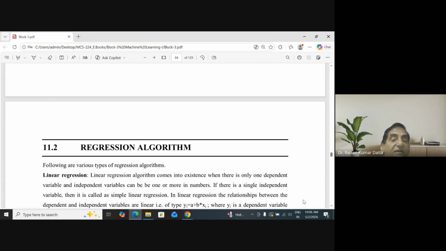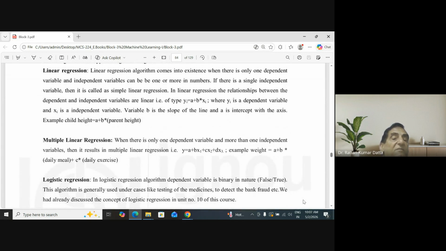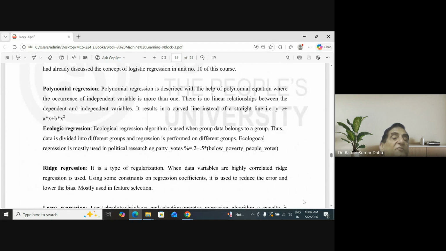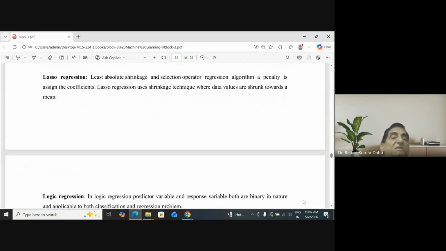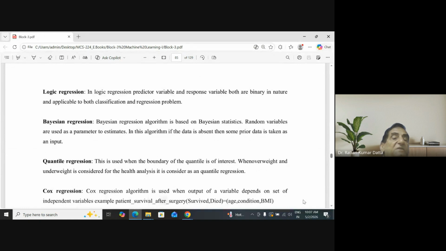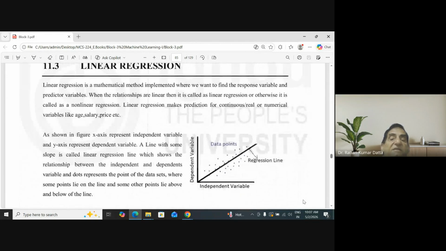So linear regression is simply y is equal to a plus bx. Then there is multiple linear regression, ridge regression, lasso regression, logistic regression, Bayesian regression, quantile regression, all these you can read. Linear regression is this: this is a straight line, and this is data which is scattered on all sides. So this is a linear regression.